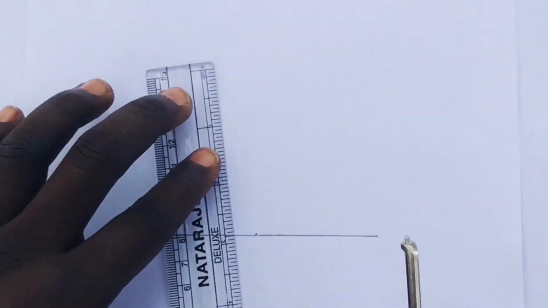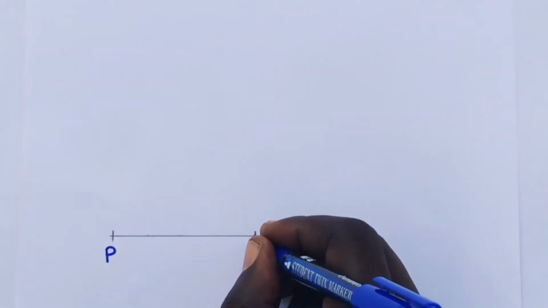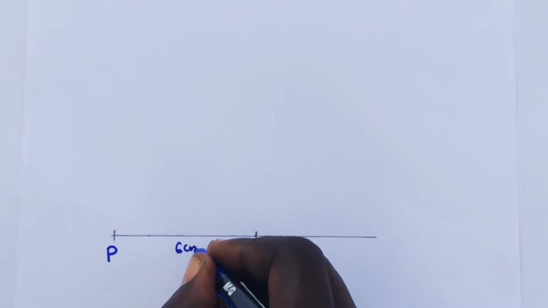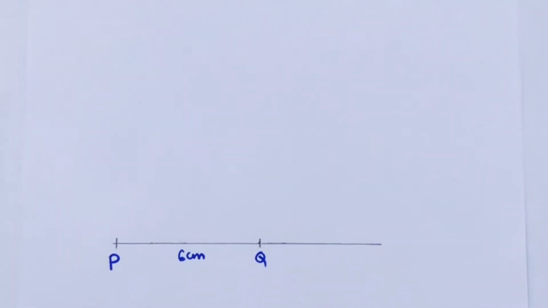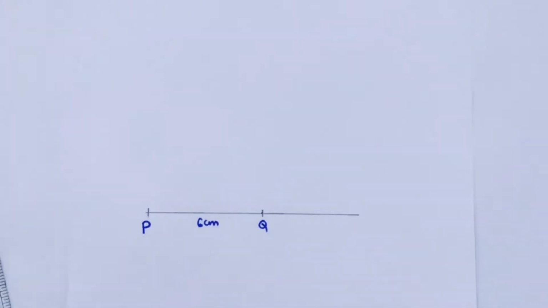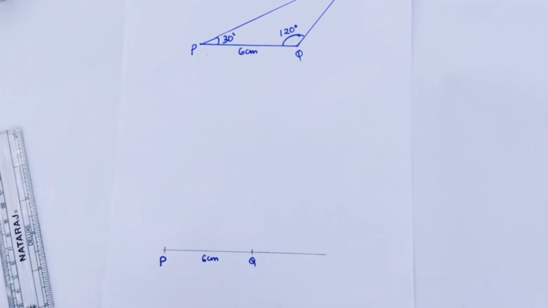So it is quite short. This is a good drawing for you. That is 6 centimeters. At 6 centimeters we have the point Q, and we indicate this is actually 6 centimeters, because we're not drawing to scale, but we're drawing accurately as given to us. Now on this side, we need 120 degrees for angle PQR. How do you construct 120 degrees?